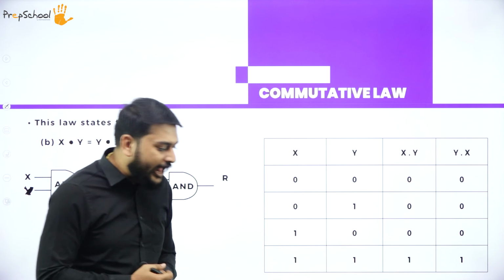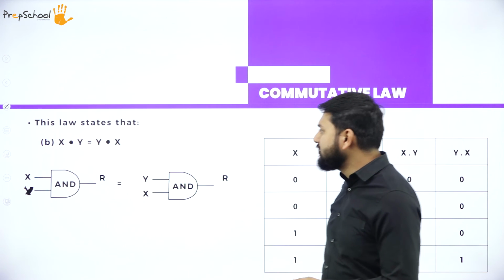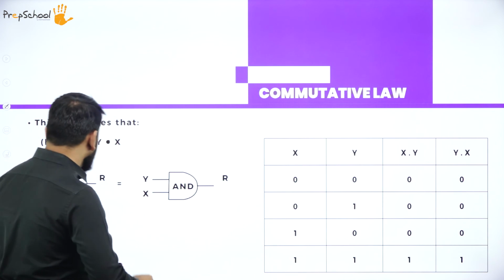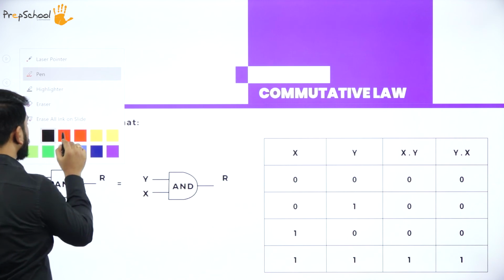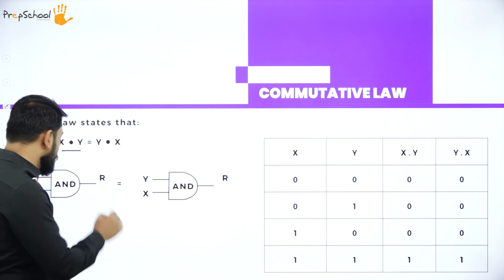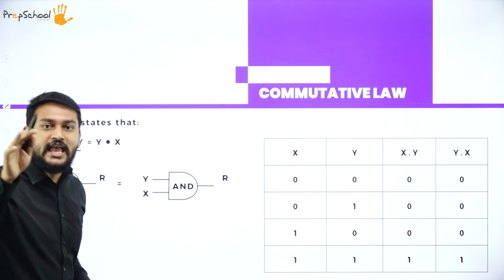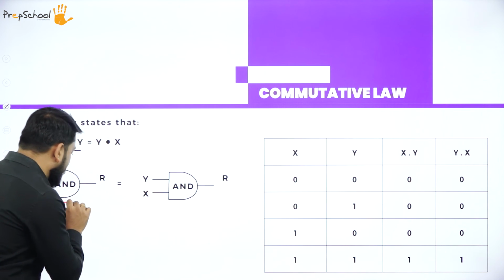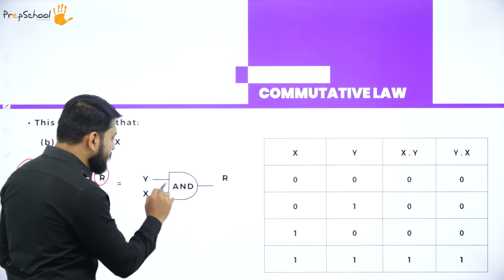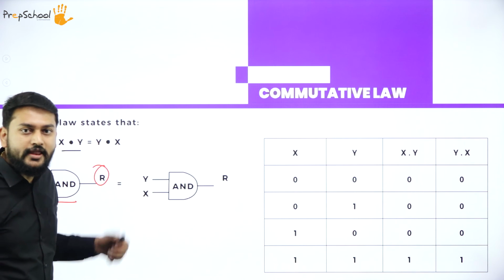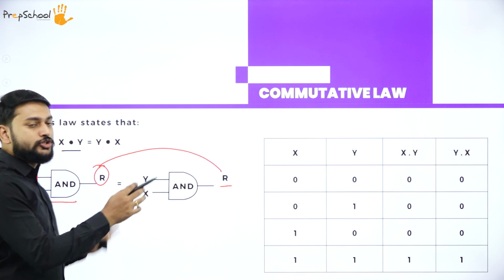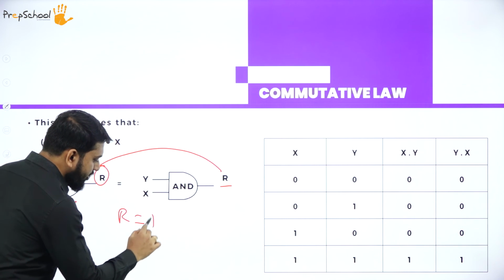What is the second law that I have in the commutative law? So please observe, I have x into y is equal to y into x. When I have x into y, how do I write the graphical symbol? First I will take my input as x and y, and then I will write the AND gate, and the output will be R. The same thing I will do here. I will just interchange the inputs, that is y and x. Then I will have the output as R. So here also my output is R is equal to R.